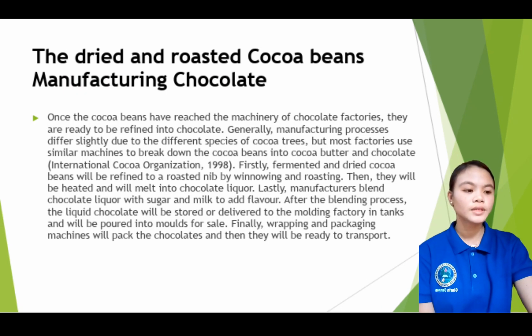The dried and roasted cocoa beans. Manufacturing chocolate. Once the cocoa beans have reached the machinery of chocolate factories, they are ready to be refined into chocolate. Generally, manufacturing processes differ slightly due to the different species of cocoa trees, but most factories use similar machines to break down the cocoa beans into cocoa butter and chocolate.